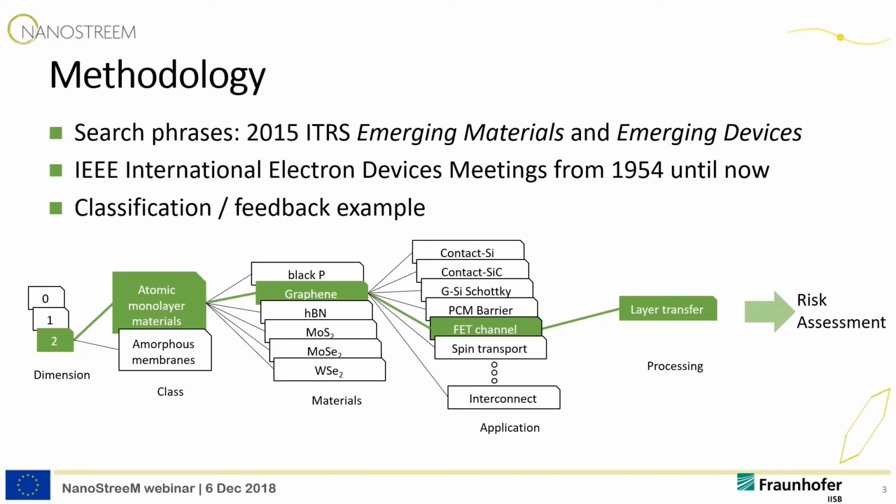For doing so, we evaluated the ITRS 2015, which was the last edition of the ITRS, that came with sections on emerging materials and emerging devices for the search phrases that are of importance for finding those materials. And afterwards, we turned to the International Electron Devices Meetings and evaluated the proceedings from the very beginnings in the 1950s until now, respective to these search phrases.